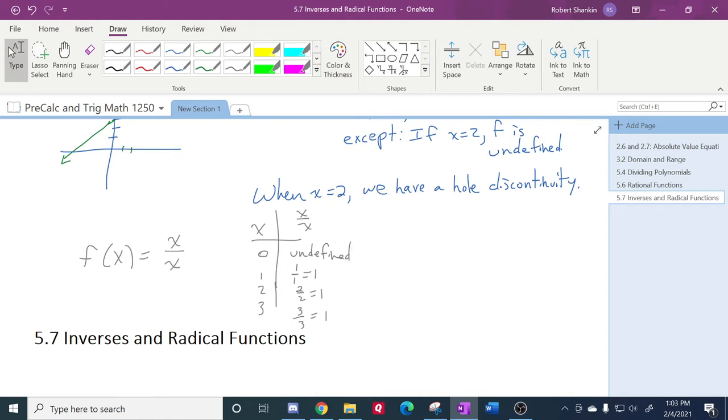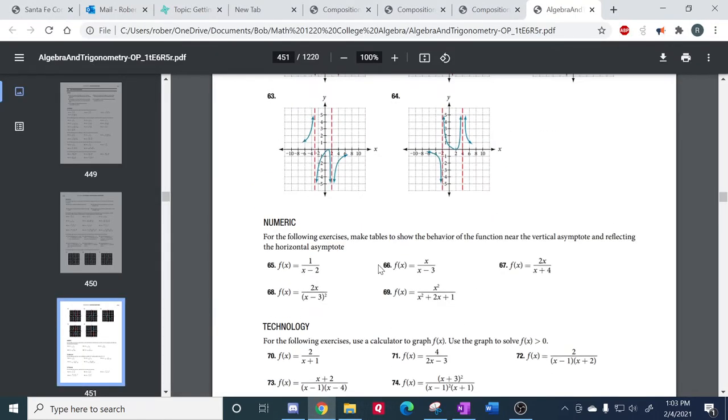60? 60. Okay, write the equation of that one. And let's go here.